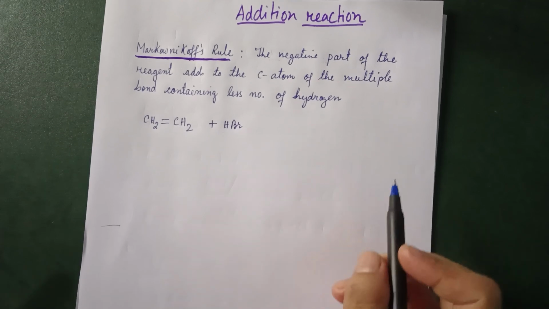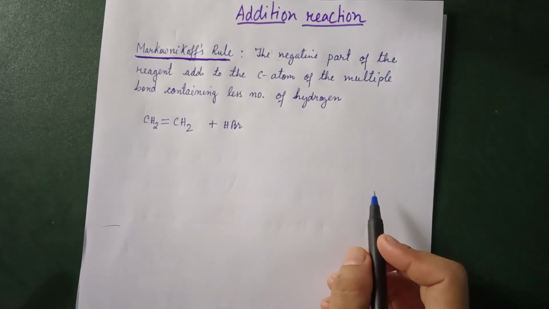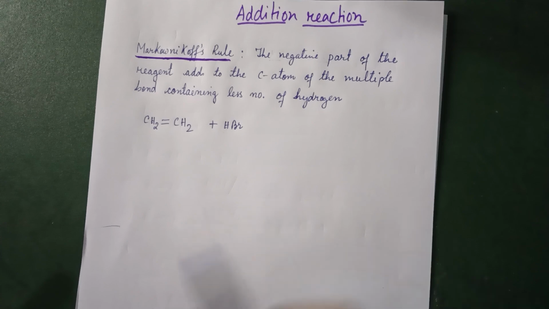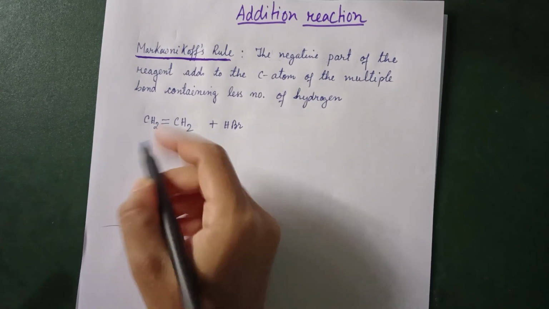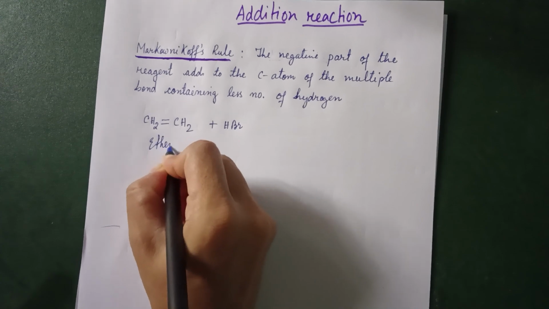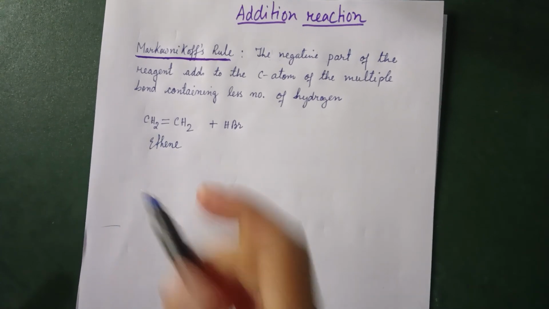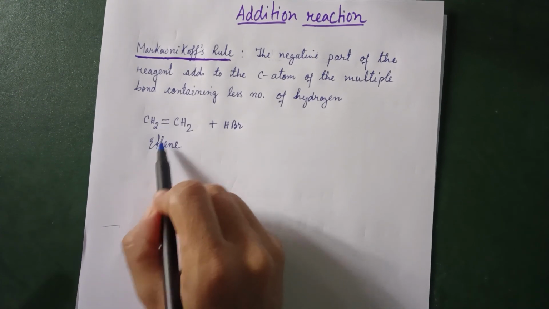Hi everyone, here I am going to discuss addition reactions. So let us learn what addition reactions are. Here I have taken a simple alkene, that is ethene. This is the simplest alkene, ethene. Ethene contains 2 carbons with a multiple bond.